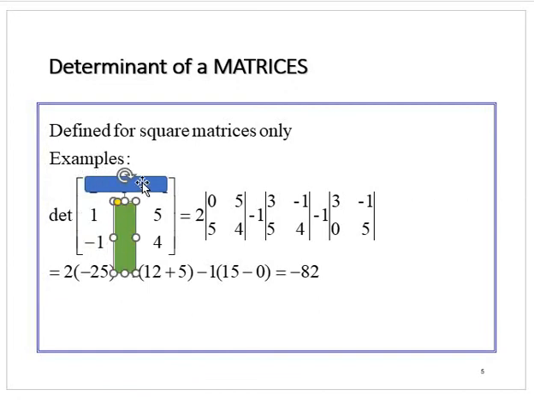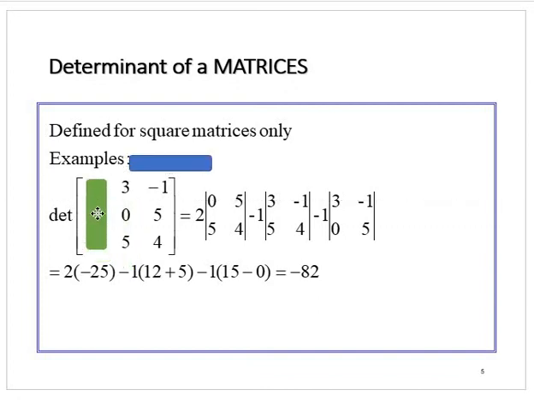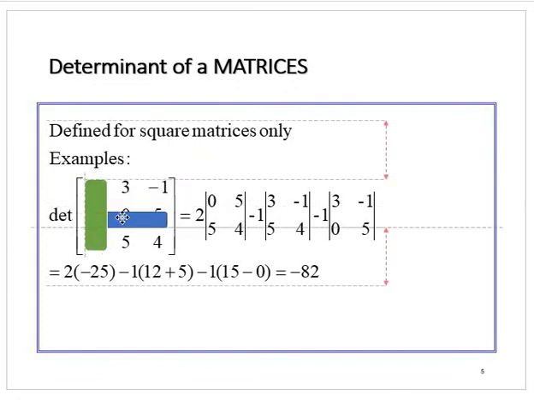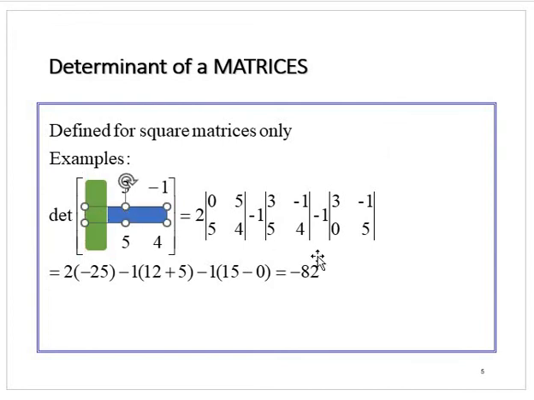The second element is 1. But for the second element, we always subtract. So you put a minus sign, you put that element which is 1, and then you close the row and the column that contain that element. If you do that, you remain with the matrix 3, minus 1, 5, 4.